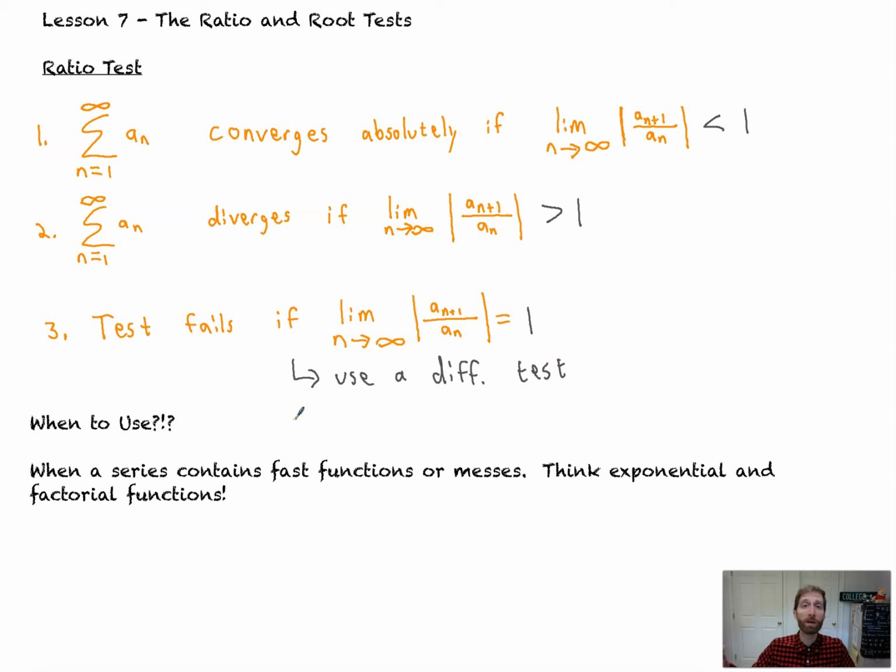So when do we pick the ratio test? We pick it when a series contains fast functions or messes, like lots of factorials and exponential functions. The ratio test is great for that. If you have things like n squared, n cubed, p-series type things, square roots, things that are not so fast, then the ratio test is not going to work. It'll fail. We'll get a limit equal to 1, and we should use another test for convergence. So as I said, think exponential and factorial functions.